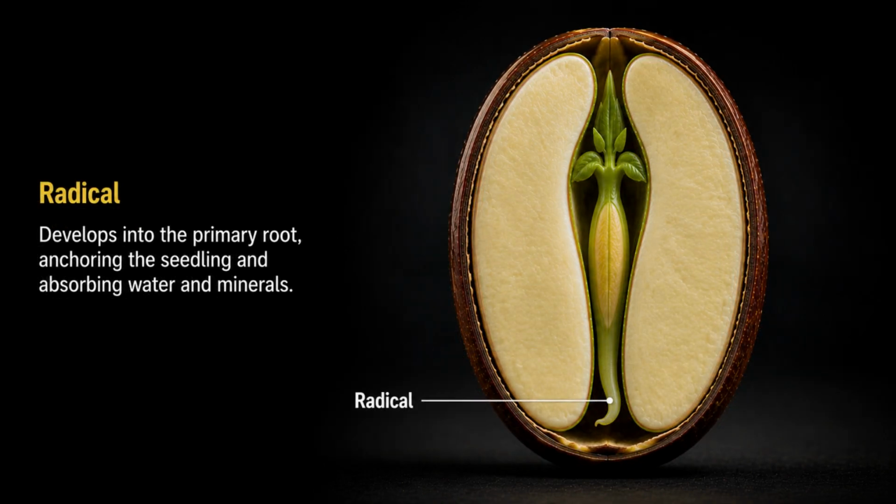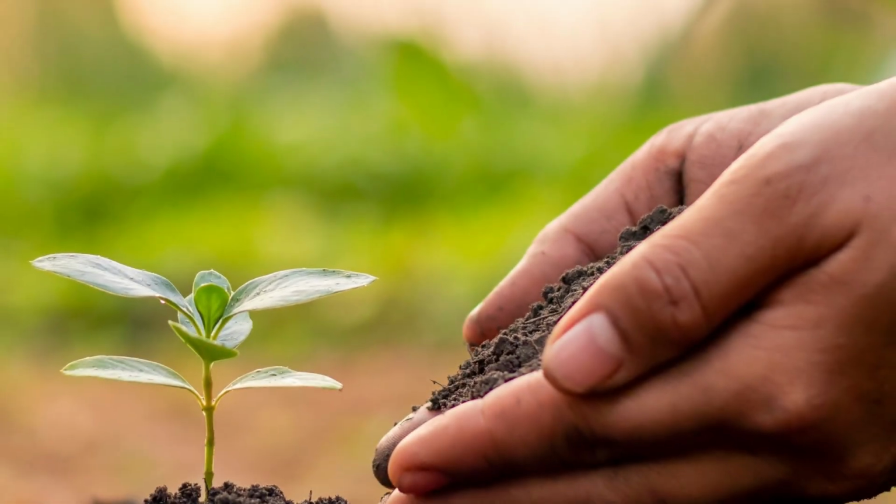Finally, at the lower end is the radicle, the embryonic root. It is usually the first part of the embryo to emerge during germination and develops into the primary root. Together, these structures form the embryo and contain the basic beginning of a new plant.